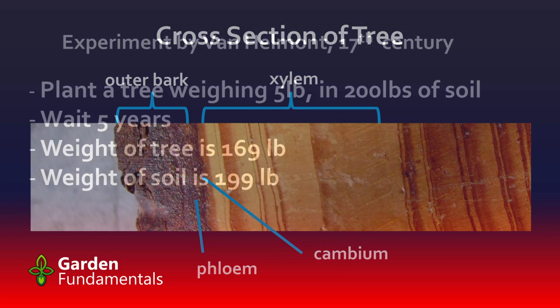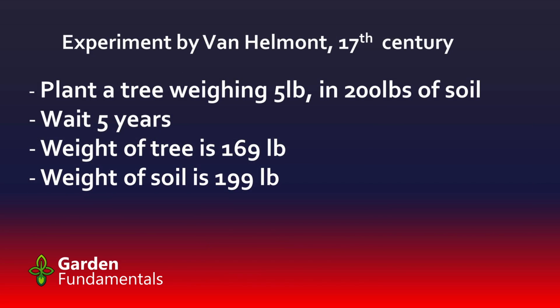Now, here's a really interesting experiment that was done in the 17th century. So this is a long time ago, long before anybody knew much about chemistry. Somebody wanted to understand where all these nutrients go in a tree. So they took a tree and they planted it in a tub of soil and they weighed everything very carefully. They took a 5-pound tree and put it in 200 pounds of soil. And now what they did was they only put on distilled water. Okay, so this was water with no nutrients. The only place for the tree to get nutrients was from the soil.